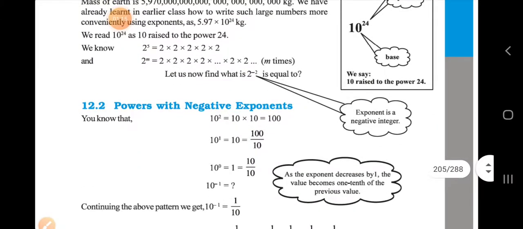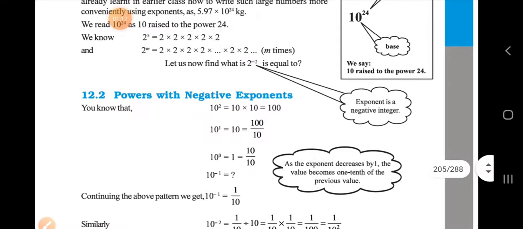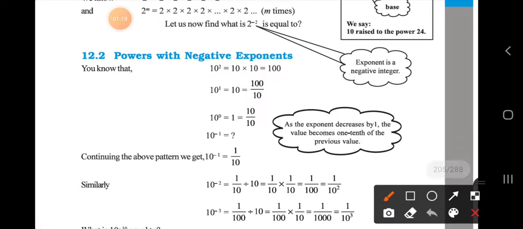Now, powers with negative exponents. Here it's 10 raised to minus 1. You can see the power given is minus 1. So that is 1 upon 10. As the exponent decreases by 1, the value becomes 1/10 of the previous value.